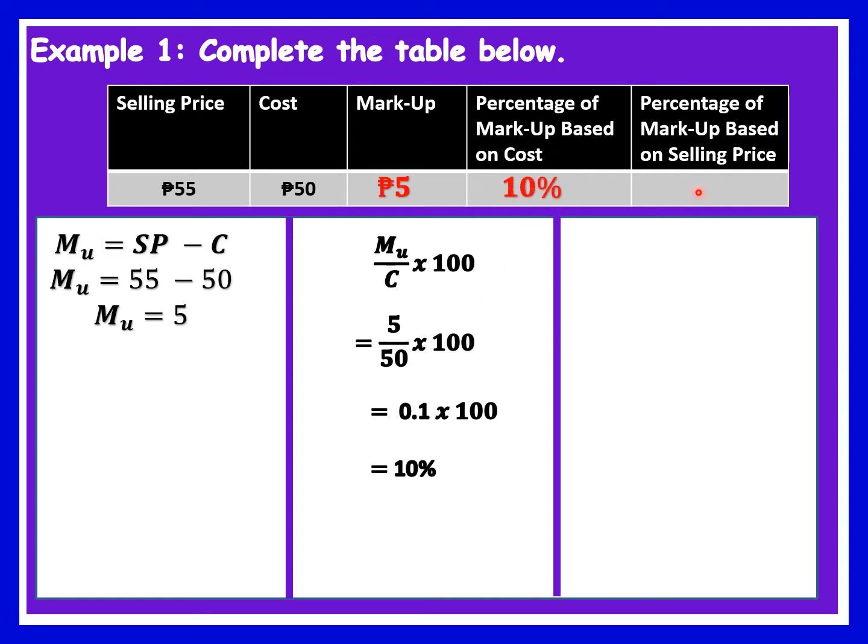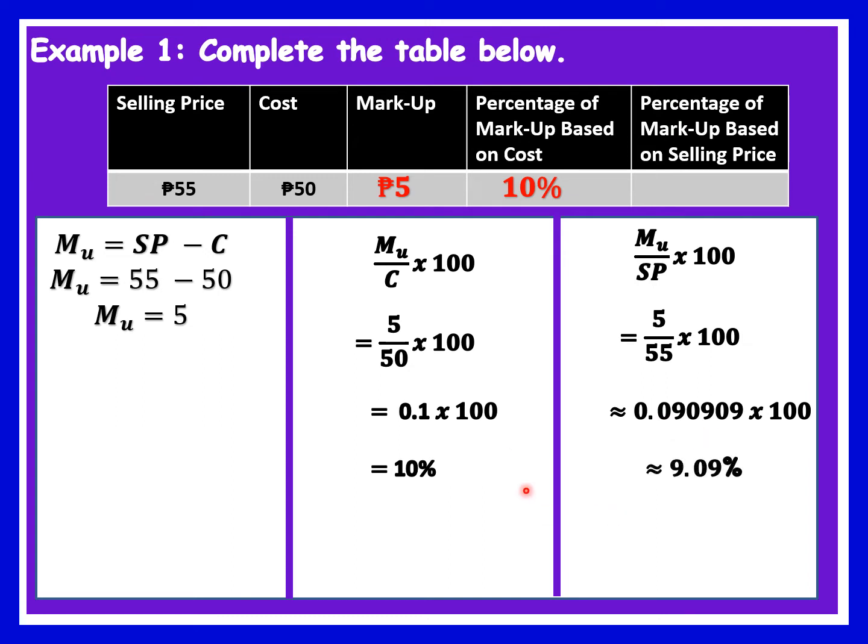Let us go to the next one. So we have the markup or MU over the SP or selling price. Substitute the MU, which is 5, and SP is 55. So that will be 5 over 55 times 100. Divide these two numbers. That will be almost equal to 0.090909 times 100. So multiply. That will be almost 9.09%. Okay, so this is 9.09%. For the next example, let us go to example number 2.